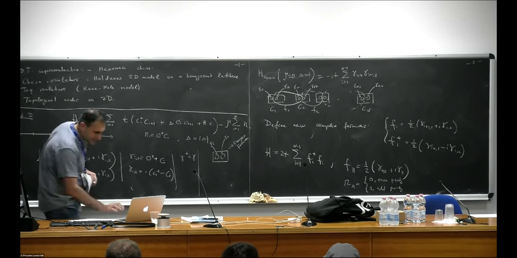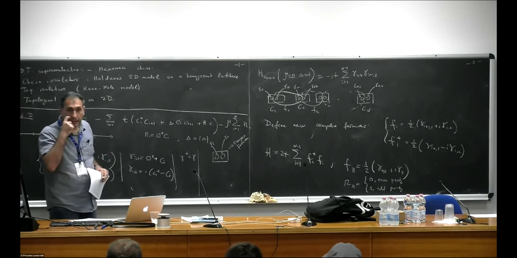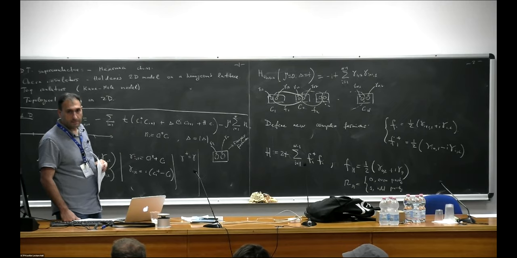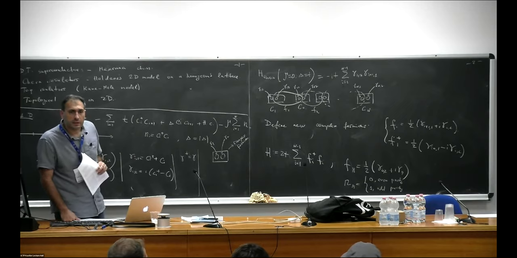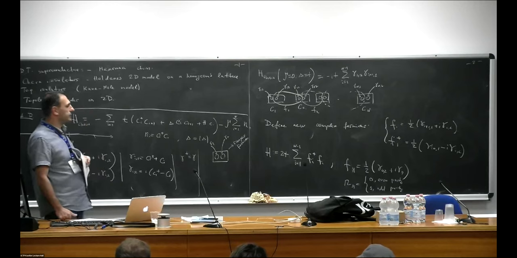Yeah, thank you. Yes, please. In this example, you took each fermion, and two Majoranas were there. Is it possible also to make a construction so that there are four? Is it possible to break each c into more than two operators?